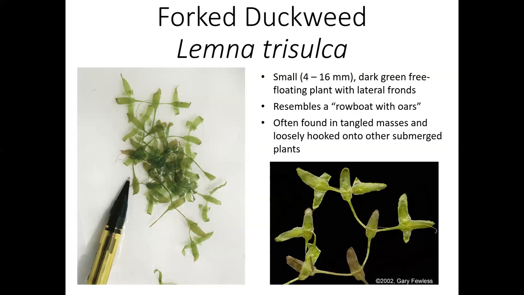If you look at this duckweed here, if you have a little bit of an imagination, you can imagine that this is a rowboat. So here's the boat itself, and then these are the two oars that are sticking out from the boat, as if you were up in a drone looking down at a rowboat. And so we oftentimes say that this resembles a rowboat with oars, or a cross or plus shape.